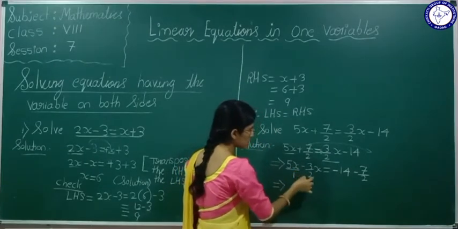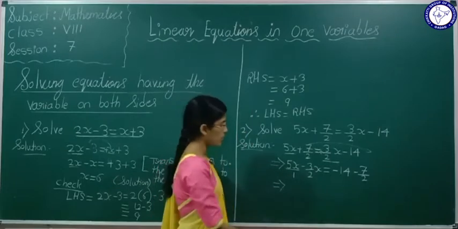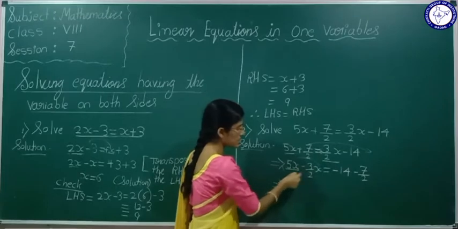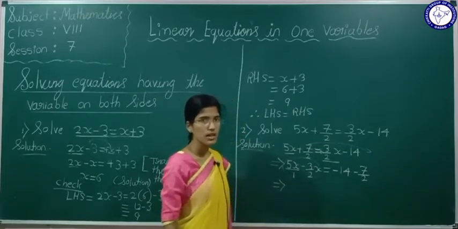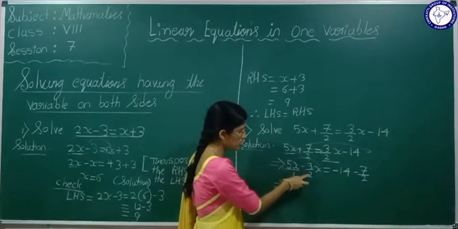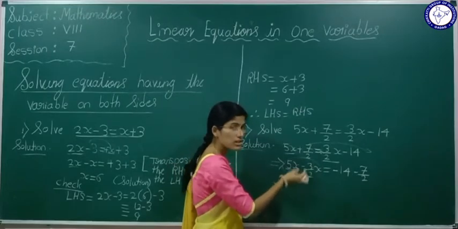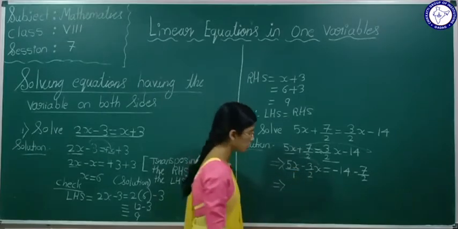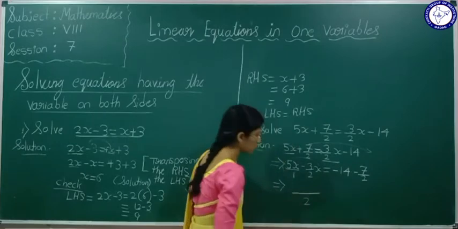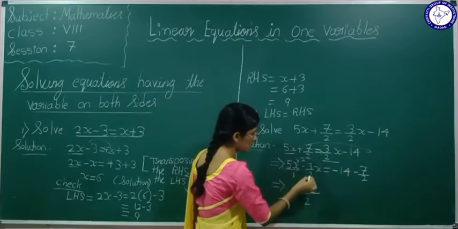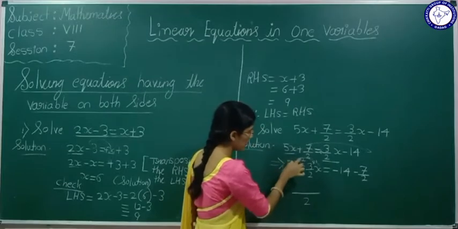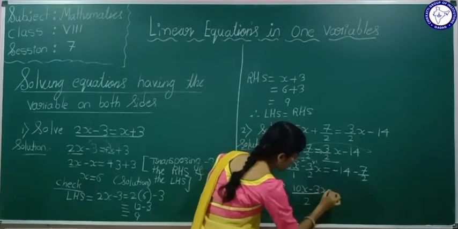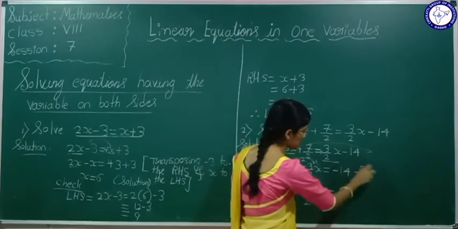See here 1 is there, here 2 is there. To solve this, here the denominators are not the same, right? Means we have to make the denominators the same. What is the LCM of 1 and 2? The LCM of 1 and 2 is 2. 1 2s are 2, 1s are 5, 2s are 10x minus 3x is equal to, solve this.